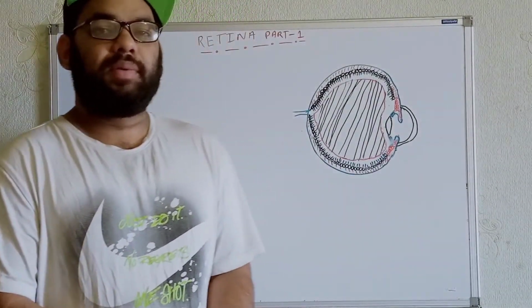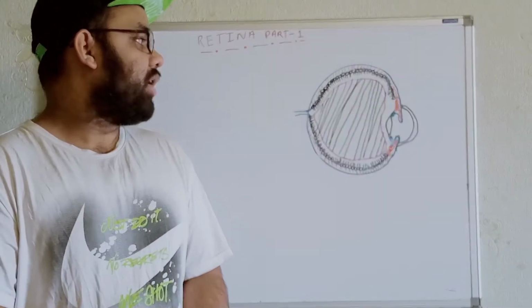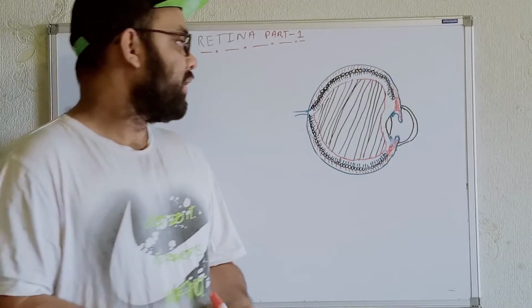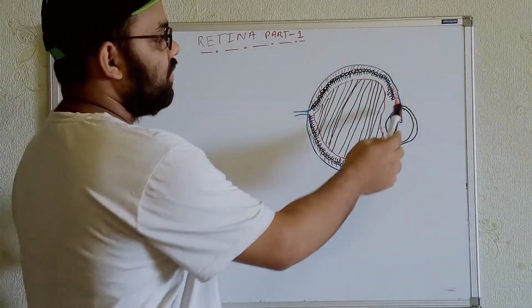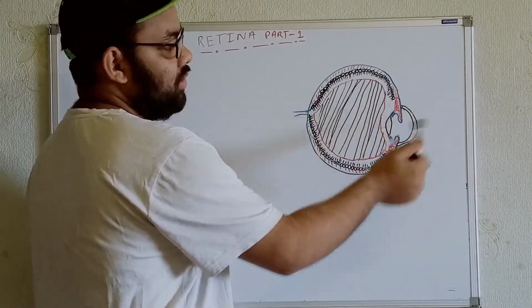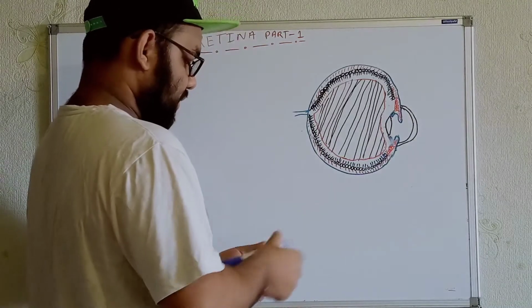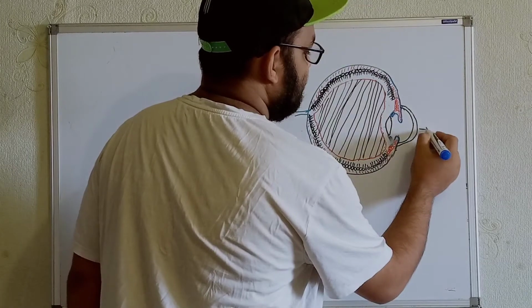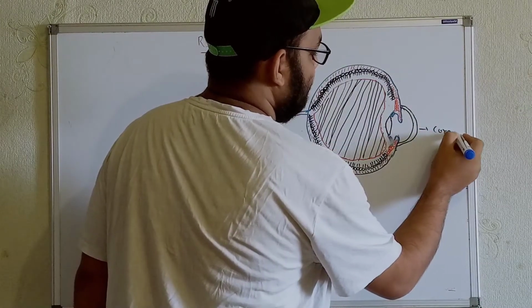Before starting the retina in detail, let's talk about the general introduction to the parts of the eye. Basically, if we see the structures of the eye, I will write the names over here. Cornea. So we know this structure; the cornea is over here.